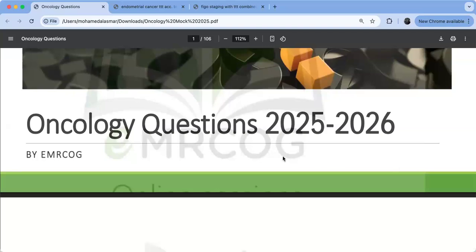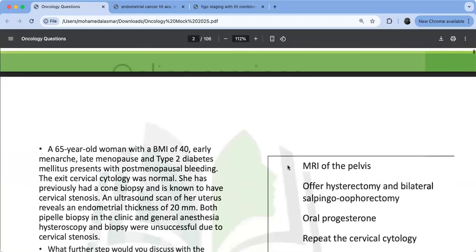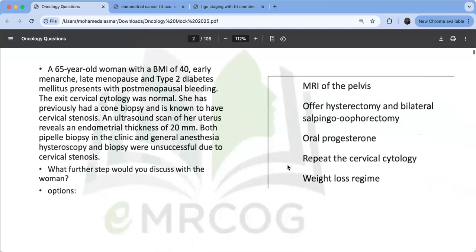Advanced stage, my dear, it will be surgical plus combined radio and chemo. If the patient is not fit for surgery or has distant metastasis, we can think about primary radio plus or minus chemo. It's like a big rule. Okay, my friends, some easy questions coming.